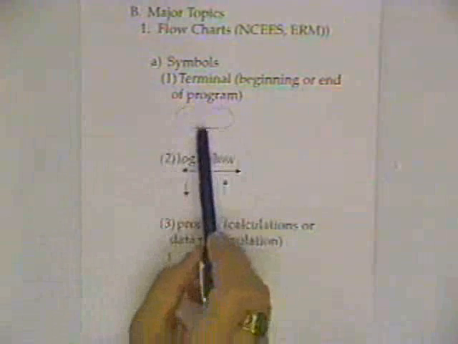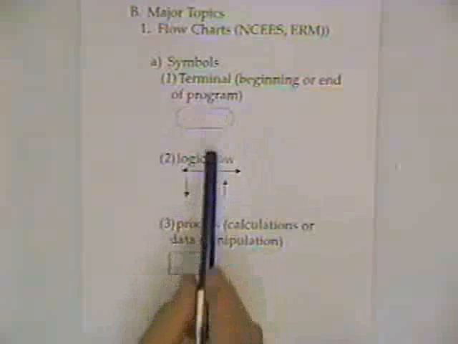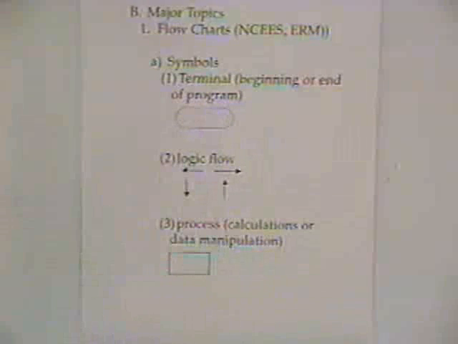The terminal means this would be at the beginning or the end of the program, telling you where it starts, where it begins. The logic flow is represented by arrows, indicating the steps that you would logically go through the program. Processes where calculations are made or somehow the data is being manipulated will occur in a box.